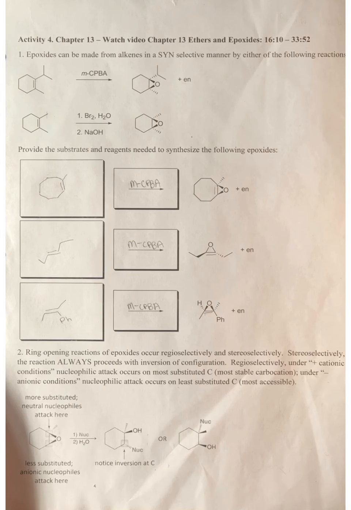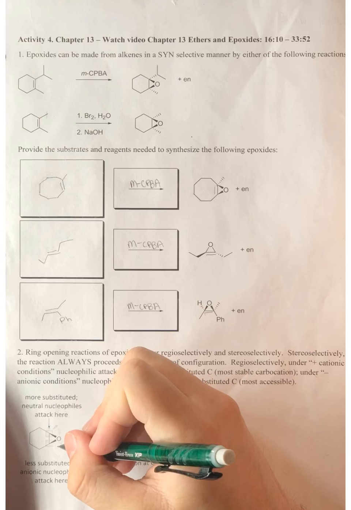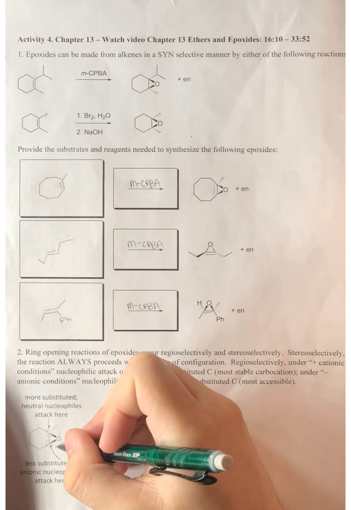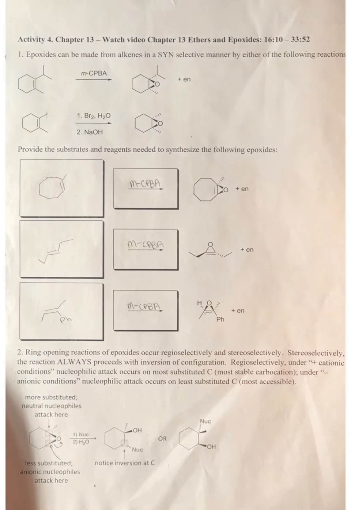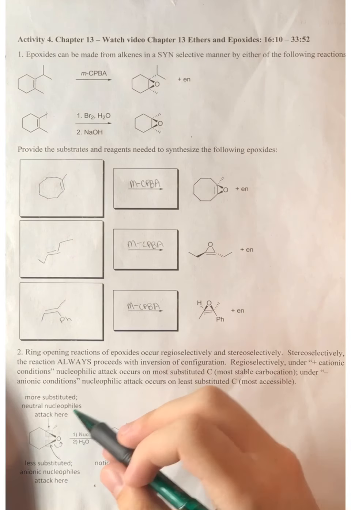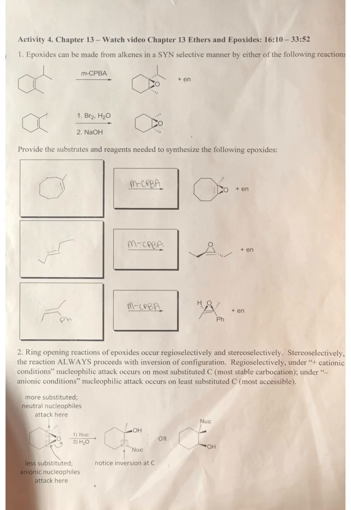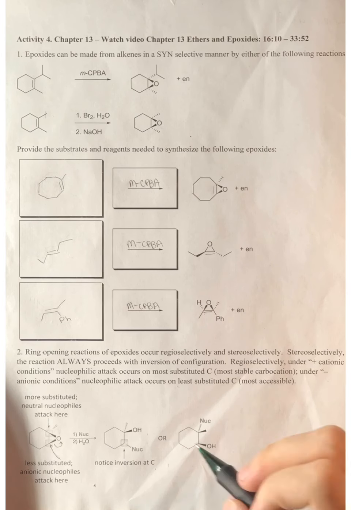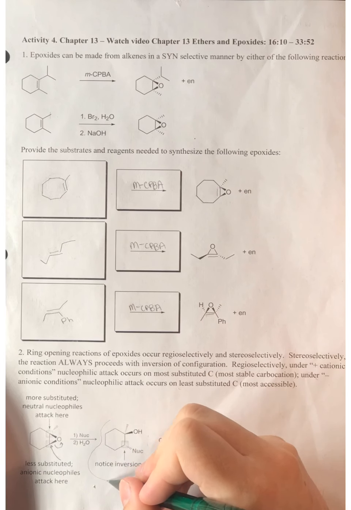So as we see here, when we're using an anionic nucleophile, it's going to attack the least substituted carbon. So in this case, it will attack this carbon. When it attacks this carbon, this bond breaks and it's given to the oxygen. Now, when we're doing workup with water, we add this hydrogen to this oxygen. So we'll have this as our answer.